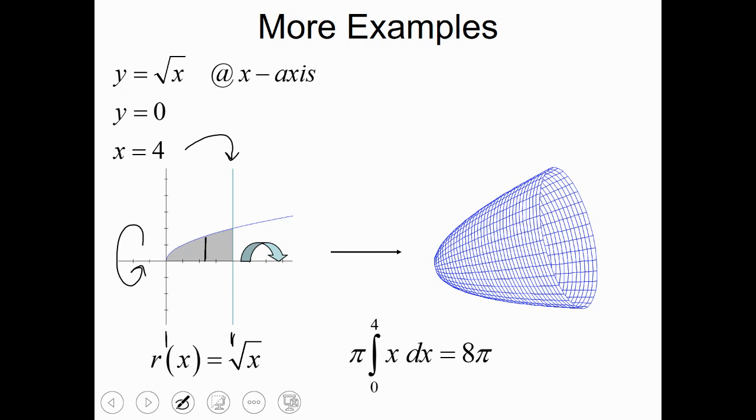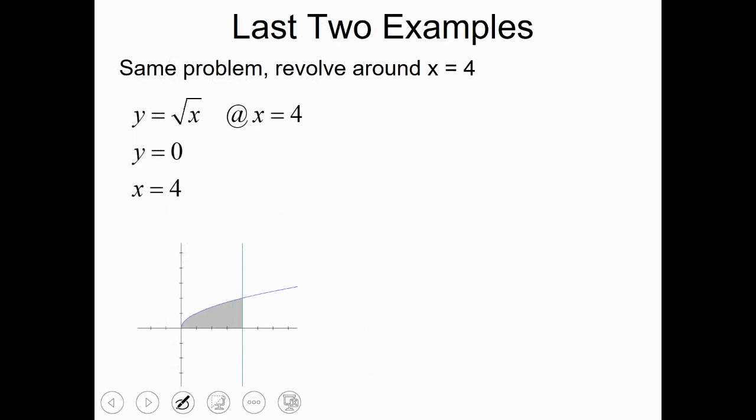Now, if you take this exact same region, the same little gray region right here, we can actually do other things with it. We can take that same region and we can revolve it around the vertical line, x equals 4. When I revolve around a vertical line, everything has to be in terms of y's. So now when I'm slicing here and I'm going up like this, if you think about my region, I'm slicing it like this.